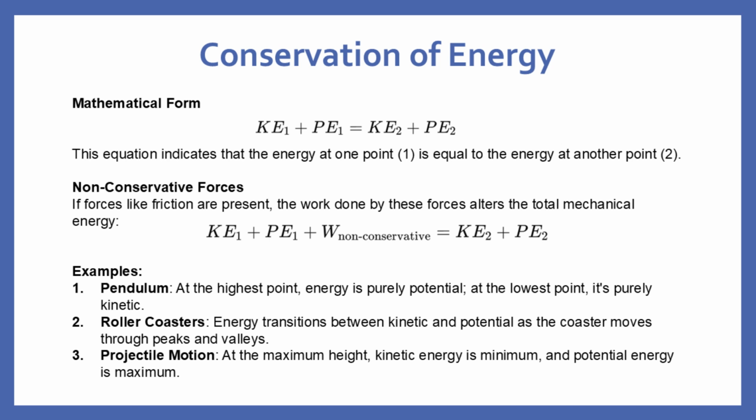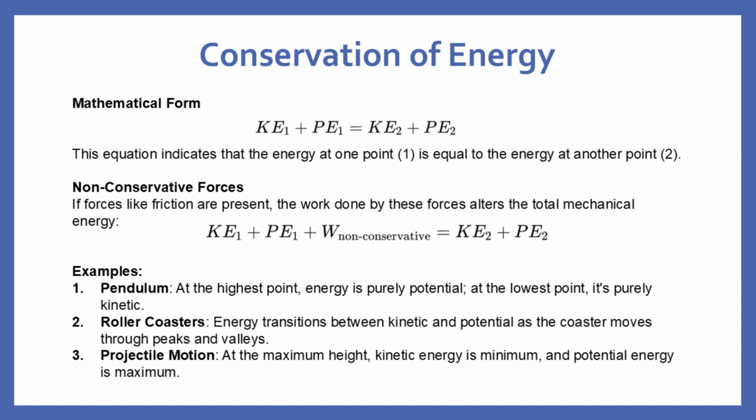In mathematical form, the conservation of energy is expressed as follows: the total energy at one point, which combines kinetic energy and potential energy, is equal to the total energy at another point. This is represented by the equation: the energy at point 1 equals the energy at point 2.